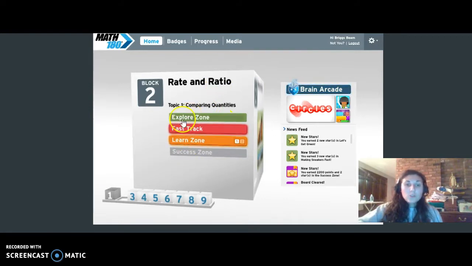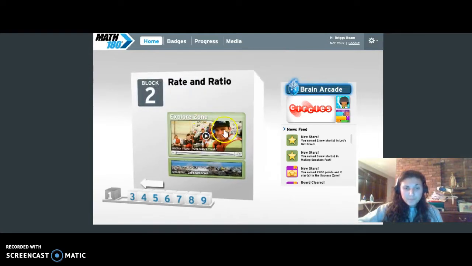So the explore zone is the real world example. You have a video of a man that is using math in his life, and his is all about recycling and picking up trash, and he received an award for it from CNN, I believe. And then there's a simulation where you're doing the same sort of thing, but you're using math in that simulation and showing how it applies to real life, which is cool.